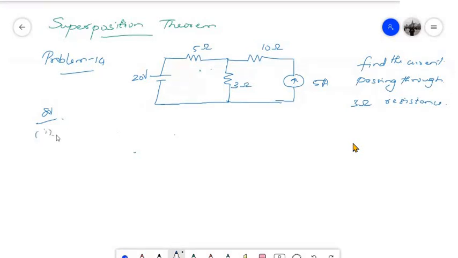Now the first part: let me take that the current flowing through this 3 ohm resistance due to this 20 volt voltage source is I1 ampere, and let me take that the current flowing through this particular resistance due to this 5 ampere current source to be, let's say, I2 ampere. Ultimately I want to find I1 plus I2 to find the net current flowing through this 3 ohm resistance.